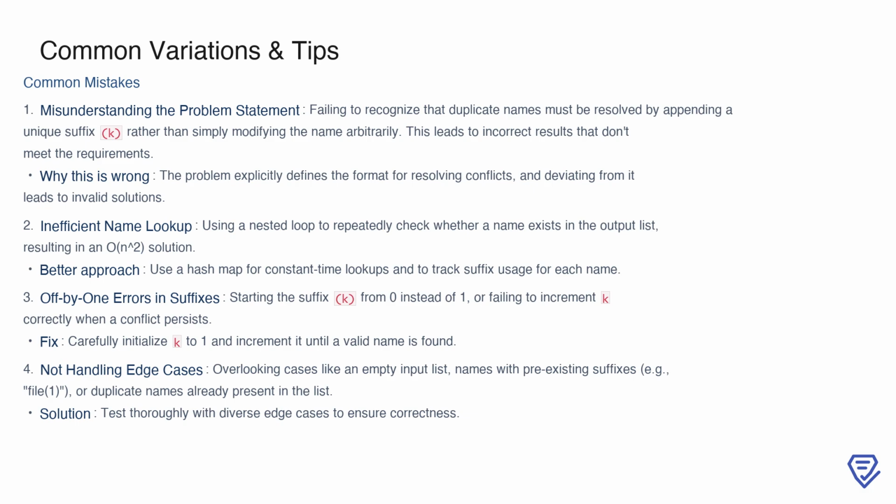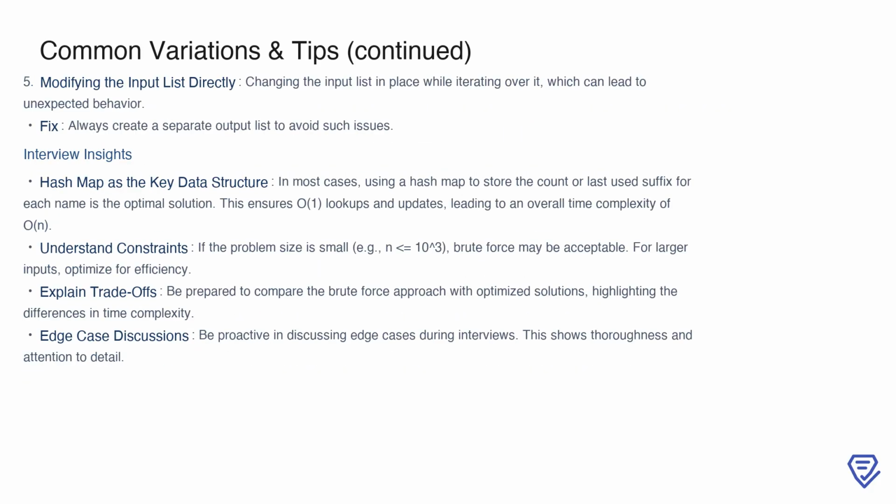Finally, edge cases, such as handling an empty input list or names that already have suffixes like file(1), are often overlooked. To avoid this, make sure to test your solution thoroughly with diverse edge cases to ensure it handles all scenarios correctly. Another mistake to avoid is modifying the input list directly while iterating over it. This can lead to unexpected behavior, as the list is being altered during the iteration. Instead, you should create a separate output list to maintain control over the changes.